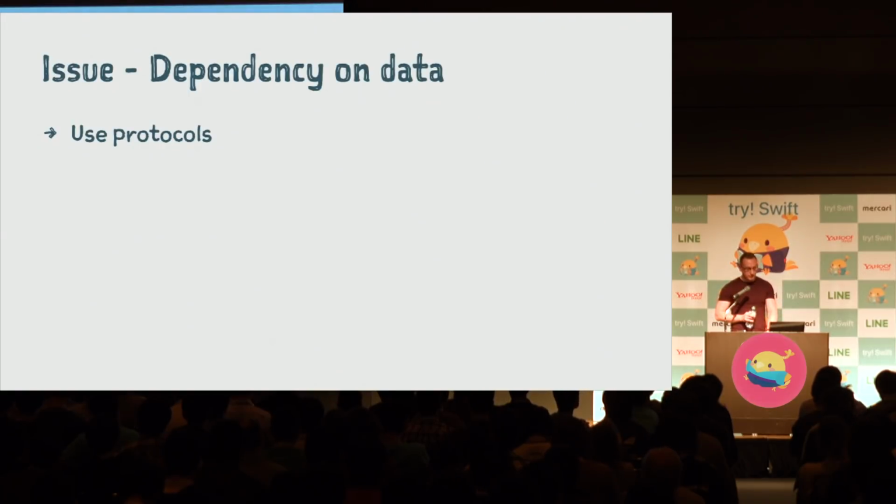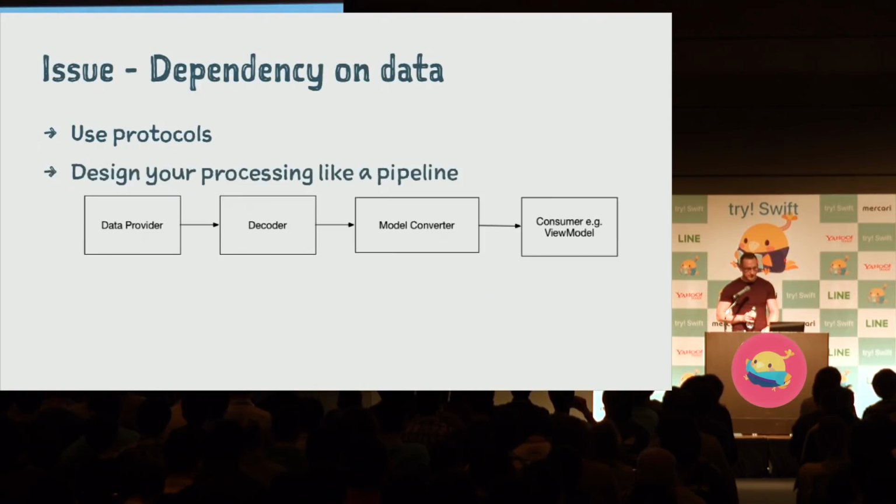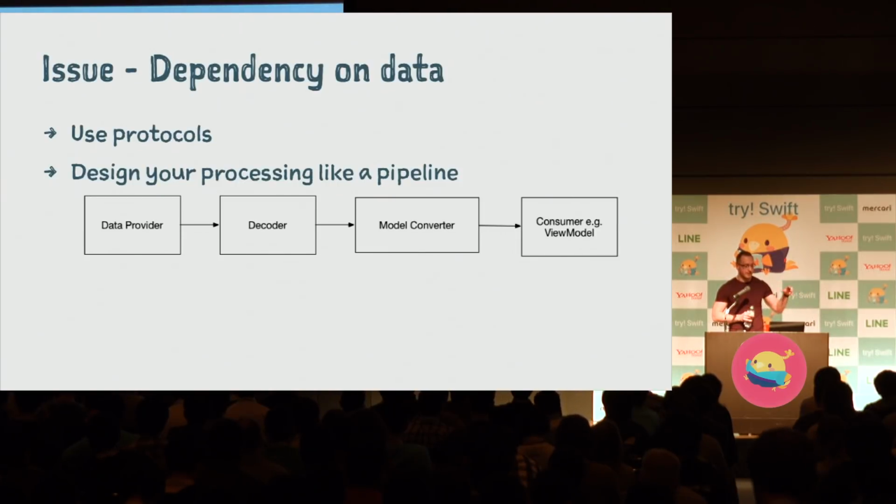I think one of the most important things you need to do when designing an architecture that deals with external data is to design it as a pipeline and have a protocol at each stage of that pipeline. So let's say I have a data provider that gives me raw data. It might be NSData or it might be JSON, it doesn't really matter. A decoder transforms that data into some basic objects, and then a converter turns it into my model objects in my project. Whether persistence is necessary or not always depends on the project.